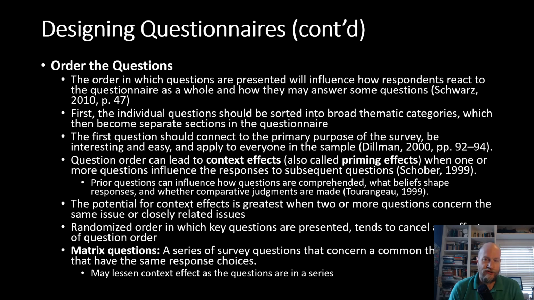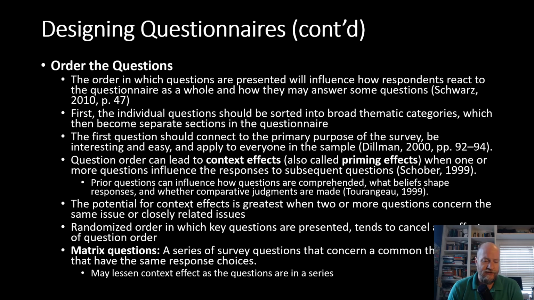The order of questions, just as we talked about back in our measurement chapter, can lead to what are called context effects or priming effects when one or more questions influence the responses to subsequent questions. The respondent is affected by a question, and that can then color how they answer subsequent questions. So as I said, prior questions can influence how subsequent questions are comprehended, what beliefs shape certain responses, and whether they're now making comparative judgments about themselves or about what the purpose of the survey is.